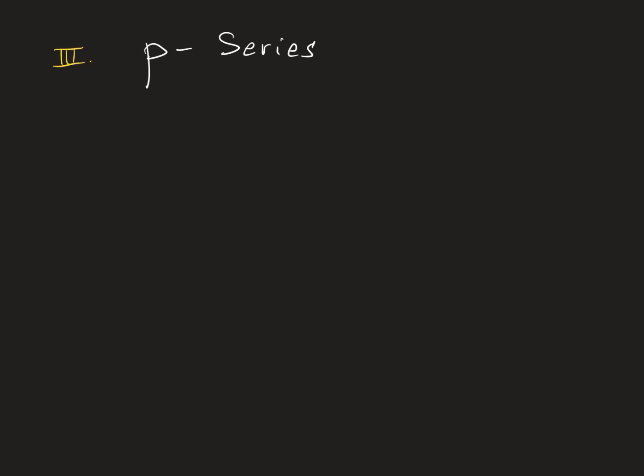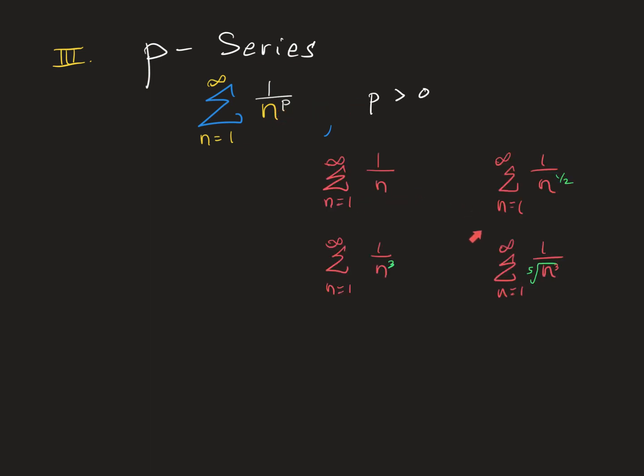The p-series looks like this, where the exponent p is a value bigger than 0. So these are all p-series. P is 1, p is 1/2, p is 3, p is 3/5.